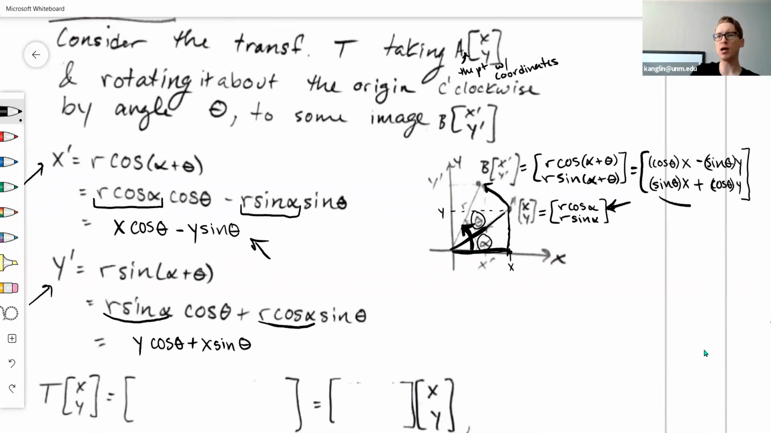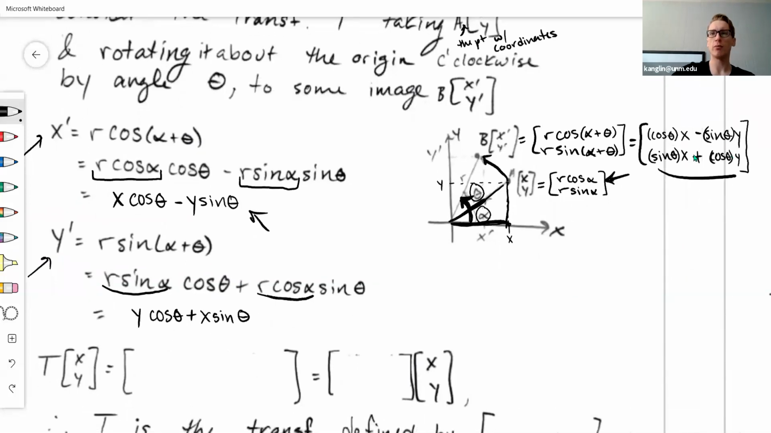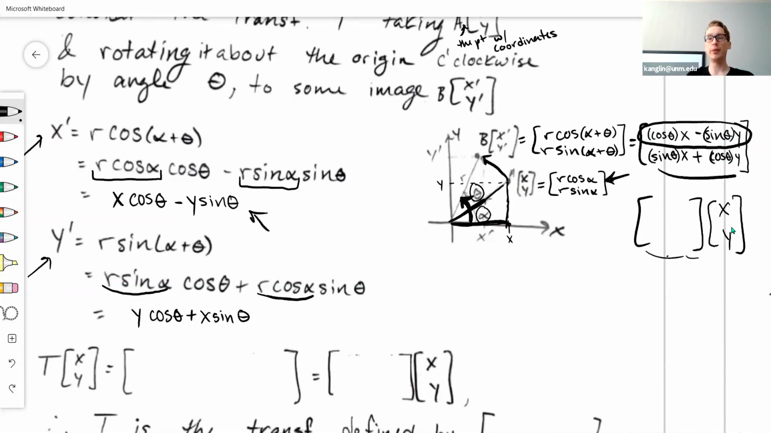Right? And so how can we break this up into a matrix times the vector input x, y? That's what we're typically trying to do here. So let's see if we can unpack this. Remember, we want to write this as a matrix times that input. Well, that first entry of the result should be the first row of this matrix multiplied on, really dotted with, this column x, y.